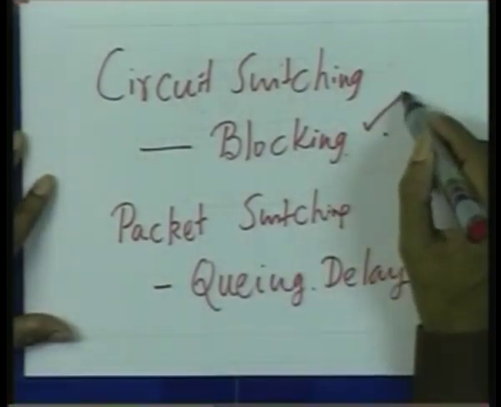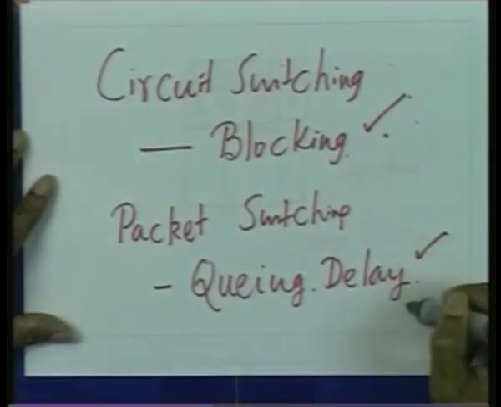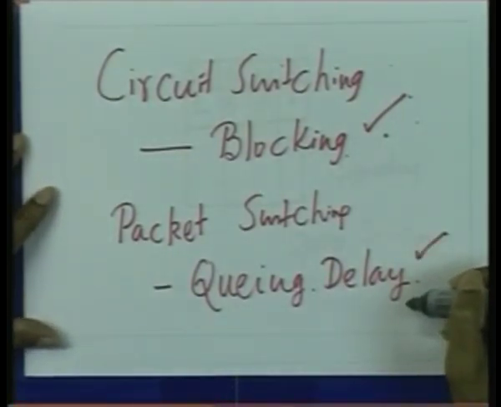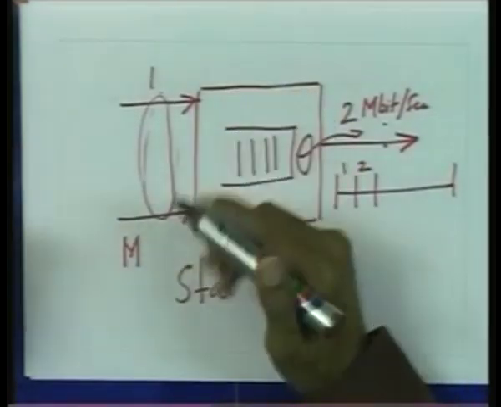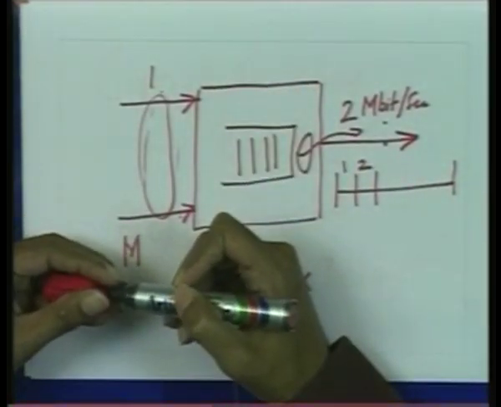So, while circuit switching is characterized by the probability of call blocking, packet switching is characterized by the queuing delay. Now, since there is no admission control on the number of users that can be admitted, this queuing delay could be inordinately large. There being no control on that, we say that a packet switch network is a best effort network.